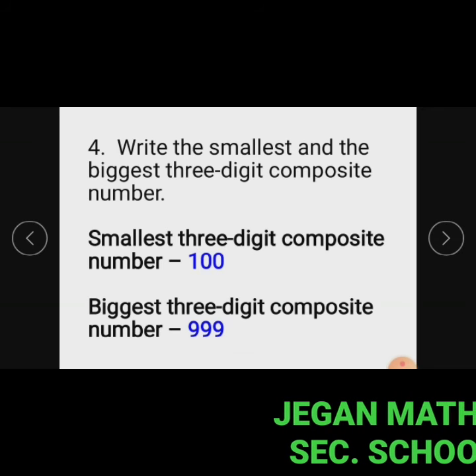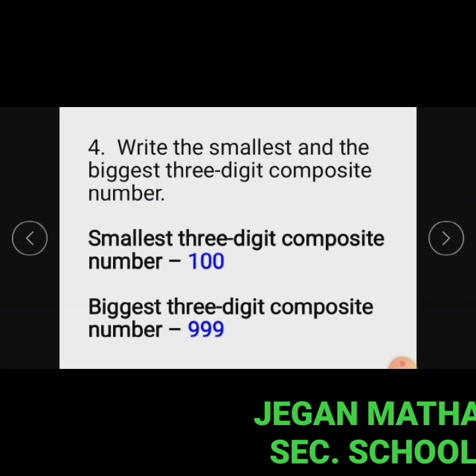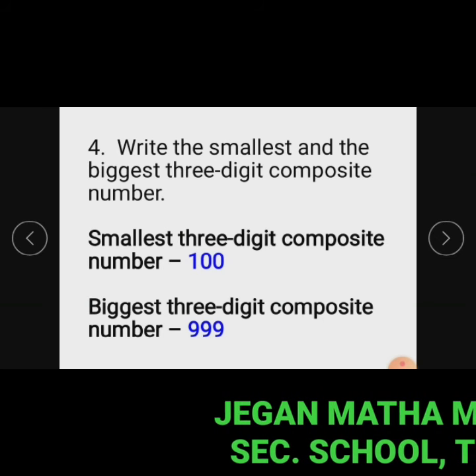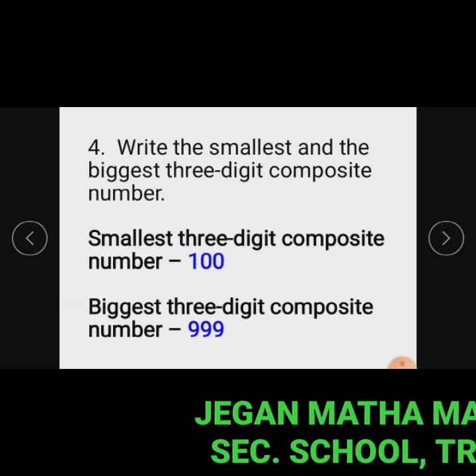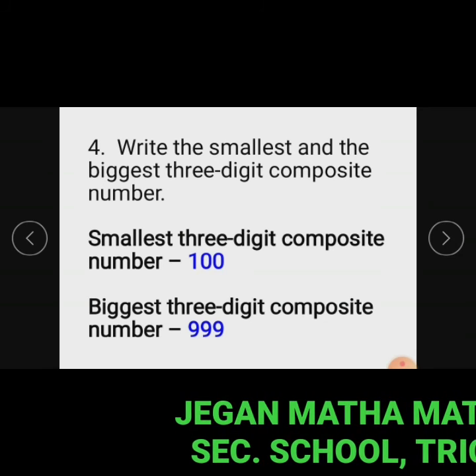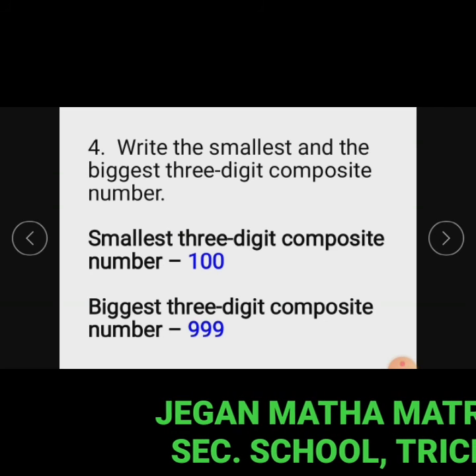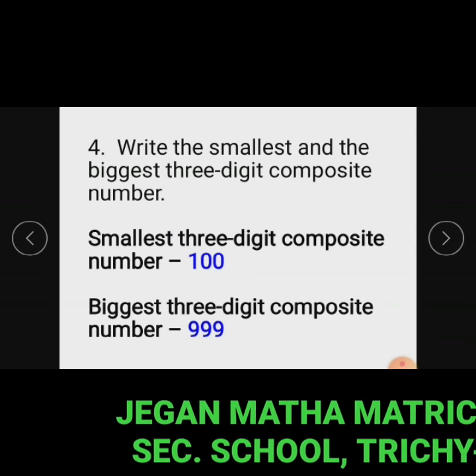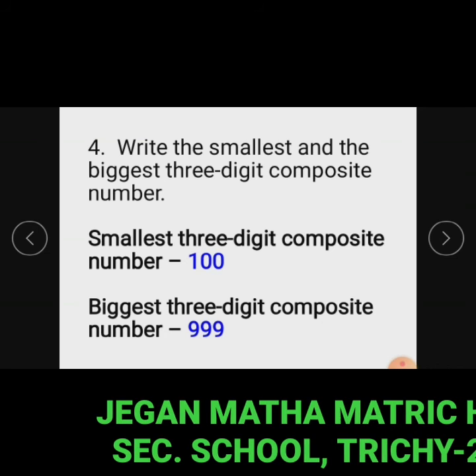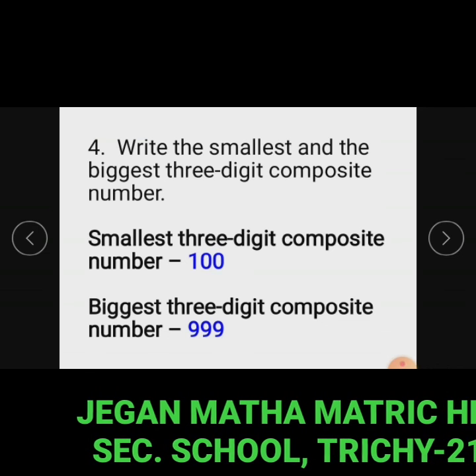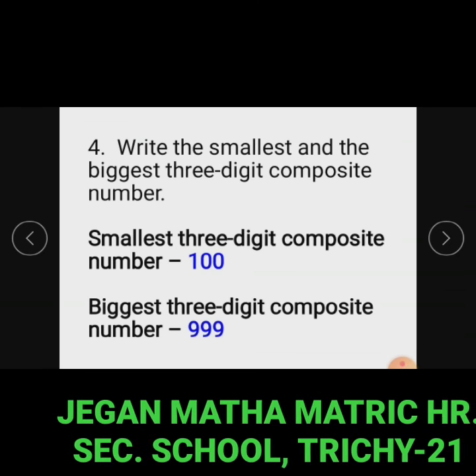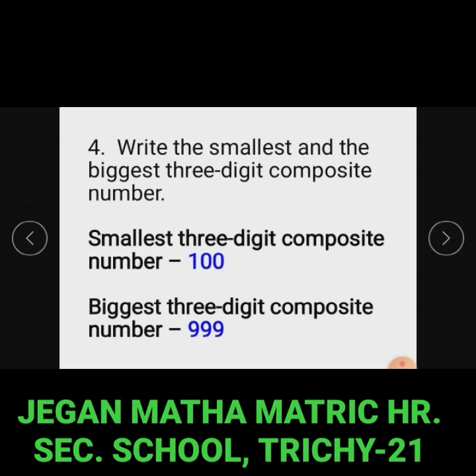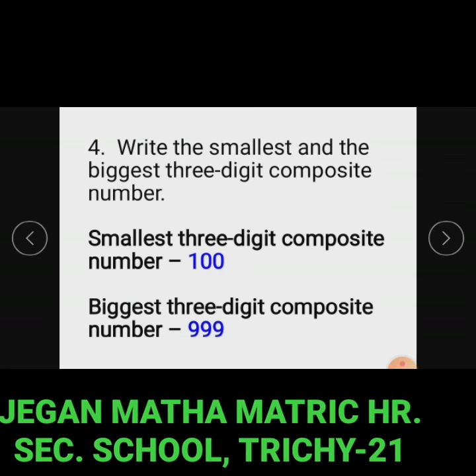Question number 4. Write the smallest and biggest three-digit composite number. Three-digit numbers start from 100 and the last three-digit number, the biggest three-digit number, is 999. Smallest three-digit composite number is 100 and the biggest three-digit composite number is 999.